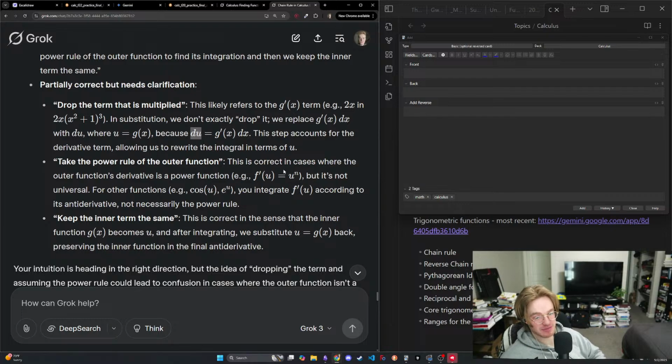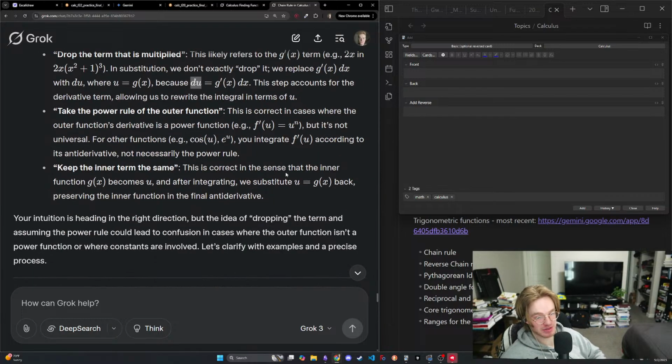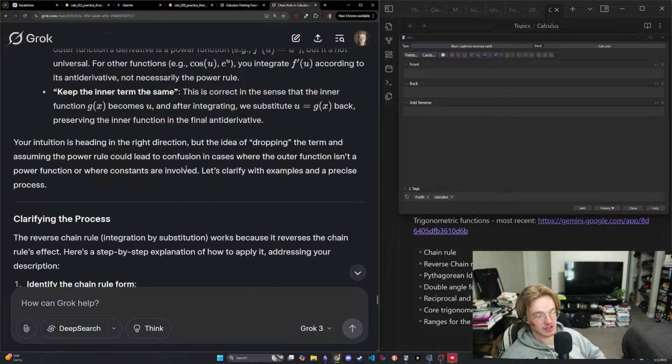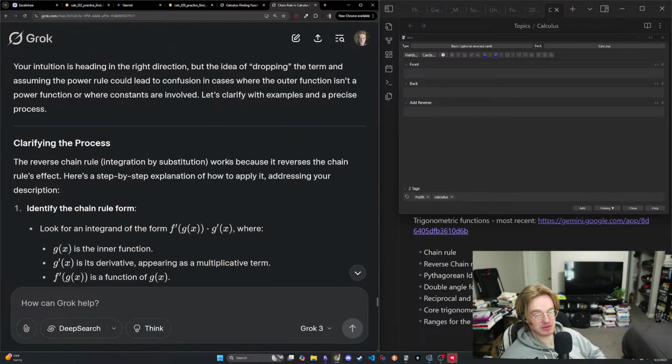Keep the inner term the same. This is correct in the sense that the inner function g becomes u. After integrating, we substitute u equals g of x back, preserving the inner function in the final antiderivative. Your intuition is heading in the right direction, but dropping the term and assuming the power rule could lead to confusion in cases where the outer function is a power function, or when constants are involved. Let's clarify with examples and a precise process.